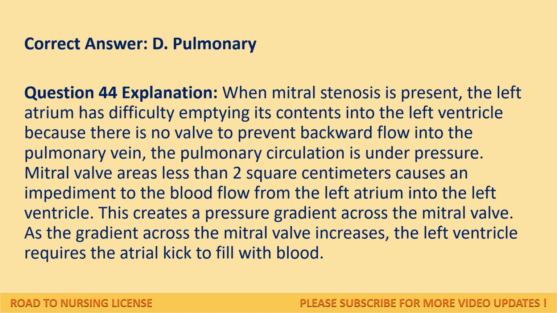ventricle because there is no valve to prevent backward flow into the pulmonary vein. The pulmonary circulation is under pressure. Mitral valve areas less than 2 square centimeters cause an impediment to the blood flow from the left atrium into the left ventricle. This creates a pressure gradient across the mitral valve. As the gradient across the mitral valve increases, the left ventricle requires the atrial kick to fill with blood.